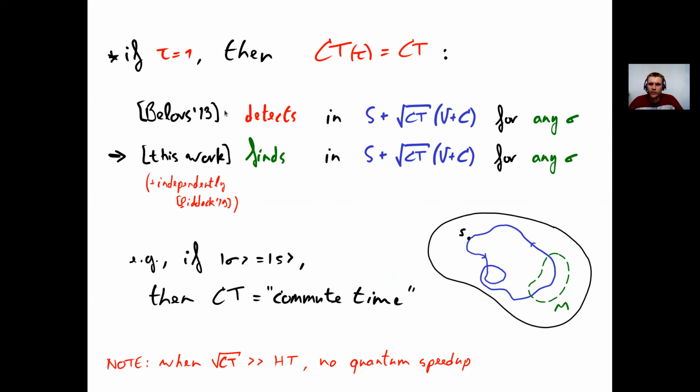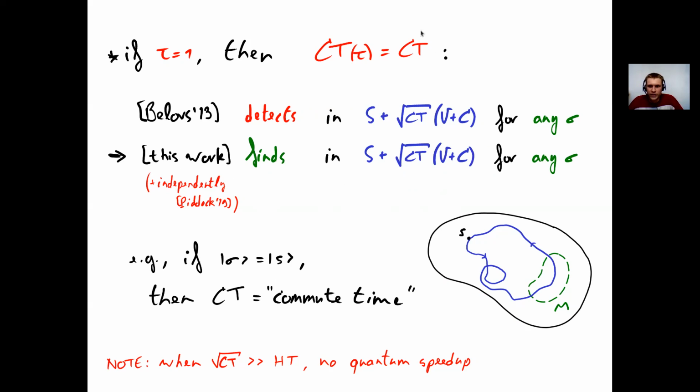And I mentioned that this is a shortcoming of Belovs', right? You can only detect. Now our work improves this detect to find. We actually find a marked element for any sigma in the same complexity, that is up to polylog factors. Independently, this result was also proven by Stephen Piddock in 19.